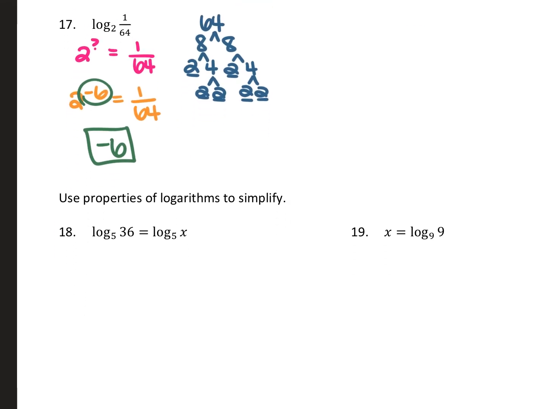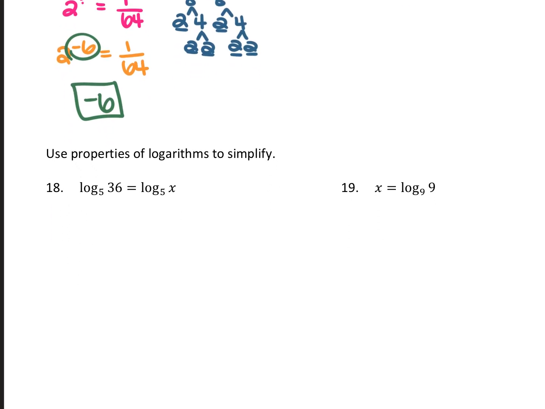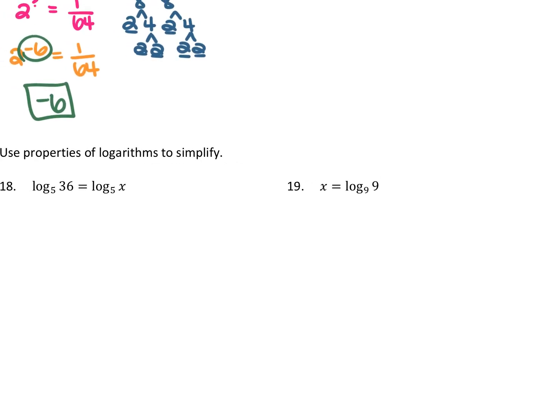Your next section tells you to use the properties of logarithms to solve. For 18, you have log 5 of 36 is equal to log 5 of x. Remember, if you have the same log with the same base on both sides, they cancel each other out. So these cancel, and you have that x is equal to 36. For something like 19, where you have x is equal to log 9 of 9, your base is the same as the whole number, so log 9 of 9 cancels out to be 1. So x is just equal to 1.